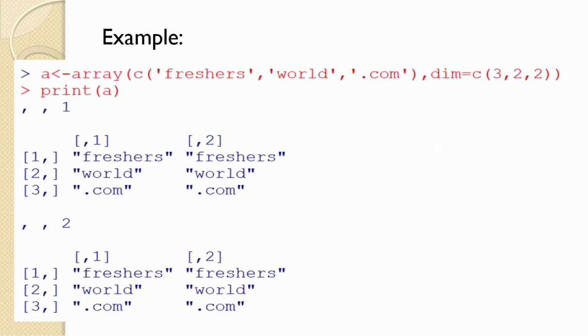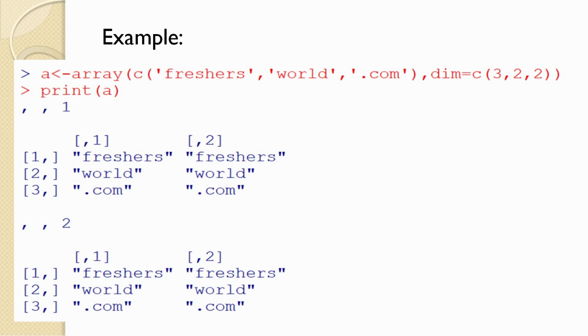For example, if we take a variable a which is assigned with an array in which the elements are assigned in a vector like freshersworld.com. These three are three different elements for the array. Now we have defined the dimensions in a vector of 3, 2, 2, which means the number of rows are 3, the number of columns are 2, and the whole data set is to be repeated 2 times. Okay. Then if we give a command print a, then we get the following output.